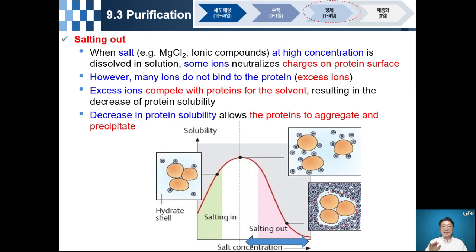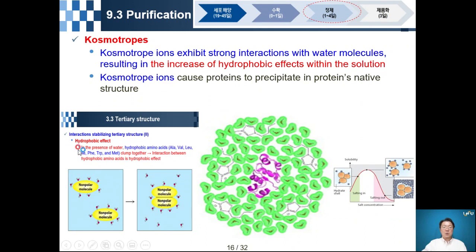So the salting in and salting out procedure is the first step in purification. In this slide, I will explain the cosmotropes. Okay, what is a cosmotrope? This is a cosmotropic ion. Usually the cosmotropic ion exhibits strong interactions with the water molecules. This is water molecules like this.